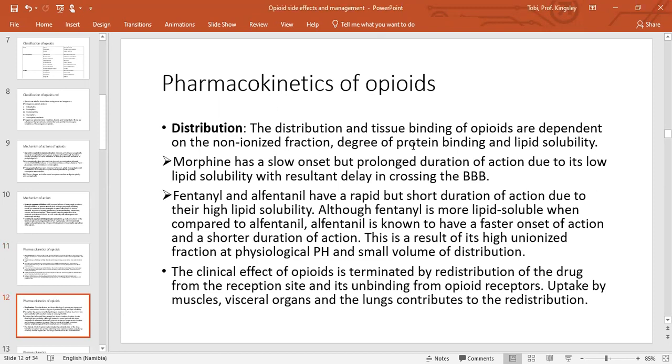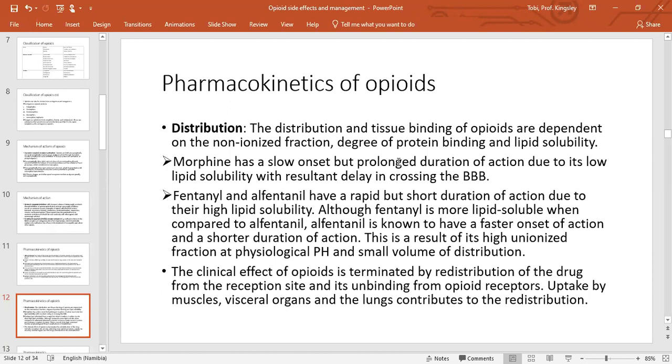All right, pharmacokinetics of opioids after administration. There's what we call distribution and tissue binding of opioids. And this is dependent on the non-ionized fraction, the degree of protein binding, and their lipid solubility. We just mentioned that fentanyl has a high lipid solubility, and that's why it can be given transdermally and transmucosally.